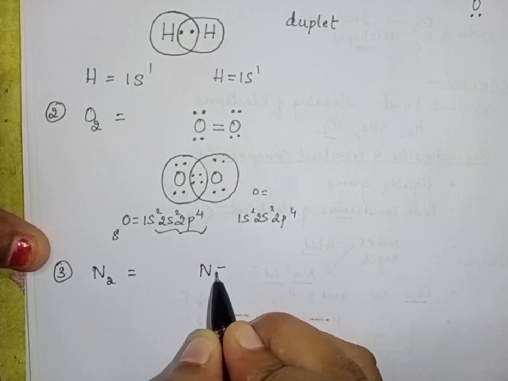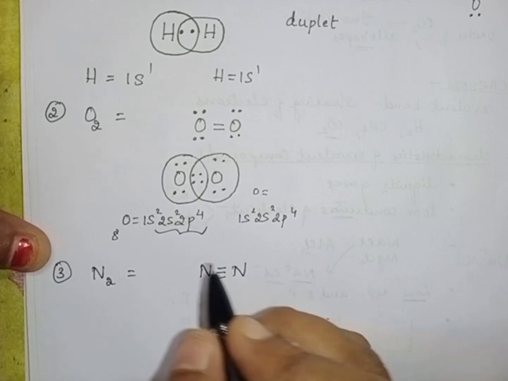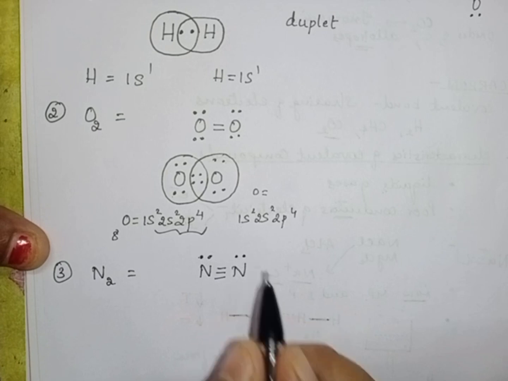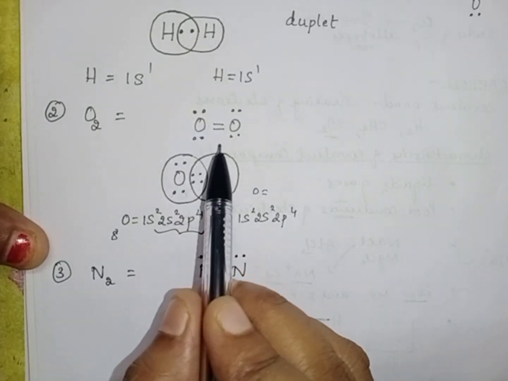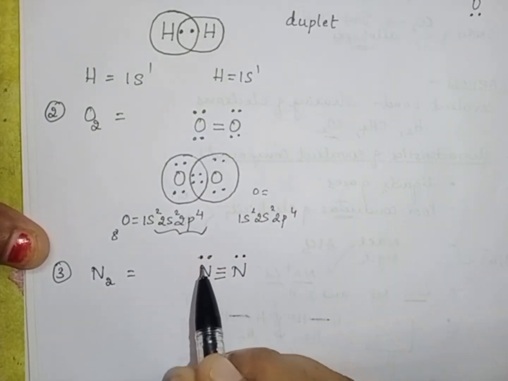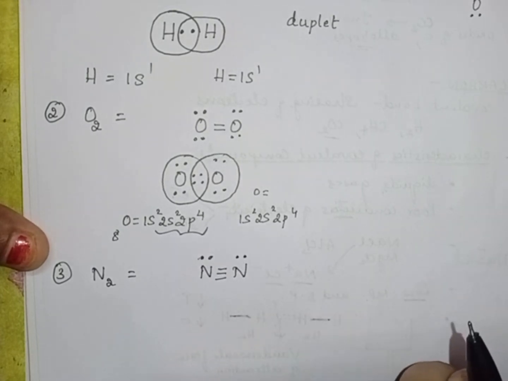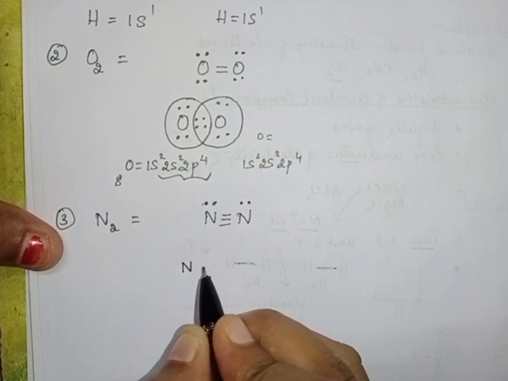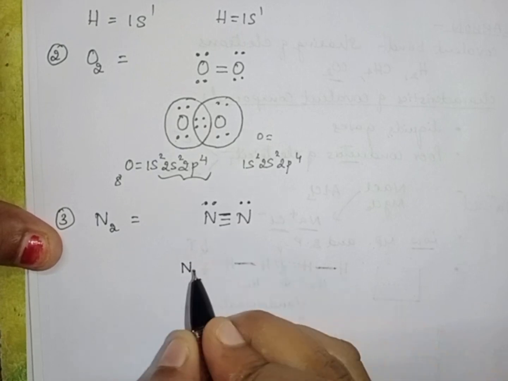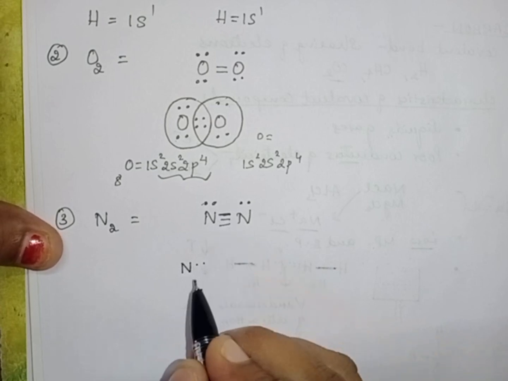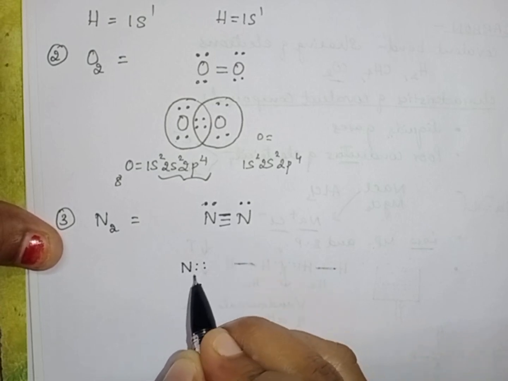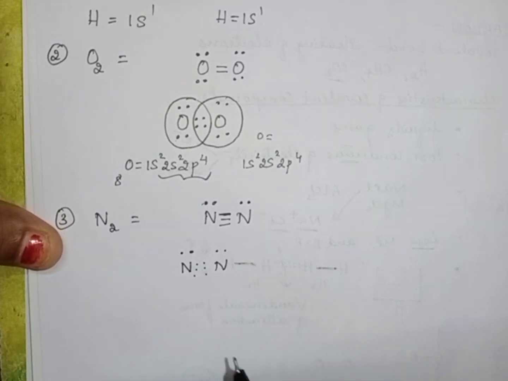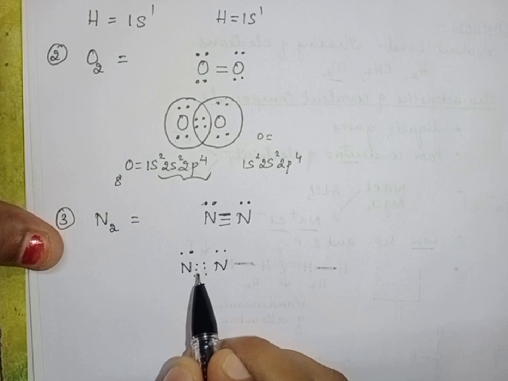Nitrogen, after making a triple bond, will have 1 lone pair of electrons. 1 2, 1 2. Never forget. Oxygen has 1 2 3 4, 1 2 3 4. Nitrogen has 1 2, 1 2. Done. Now how to write the electron dot structure? Nitrogen: 1 bond means 2 electrons, second bond 2, third bond 2. So total this plus the lone pair of electrons, 1 2 3 4 5 6 7 8.